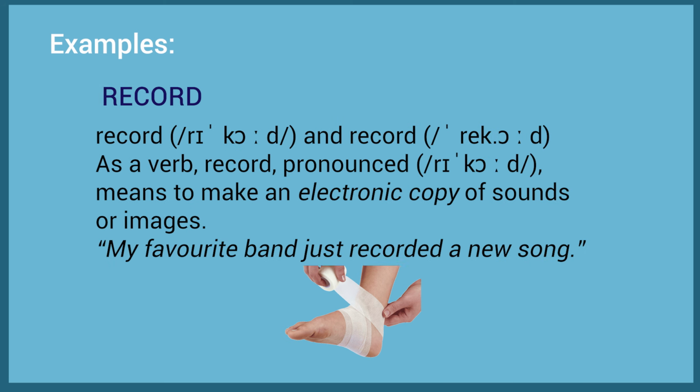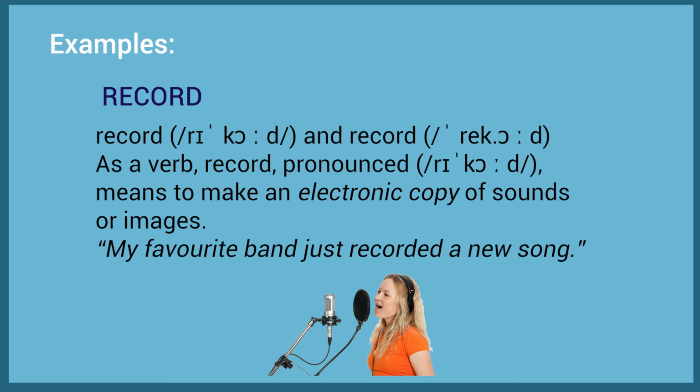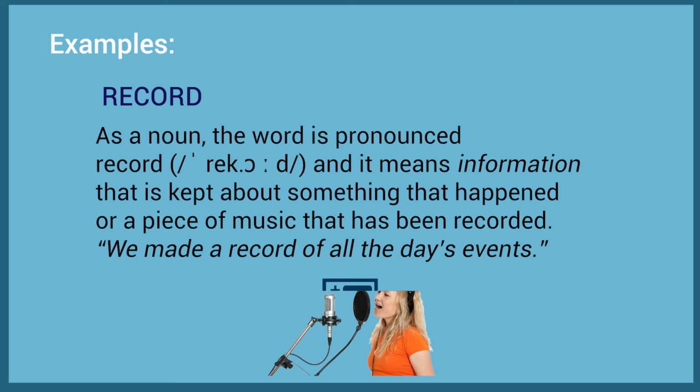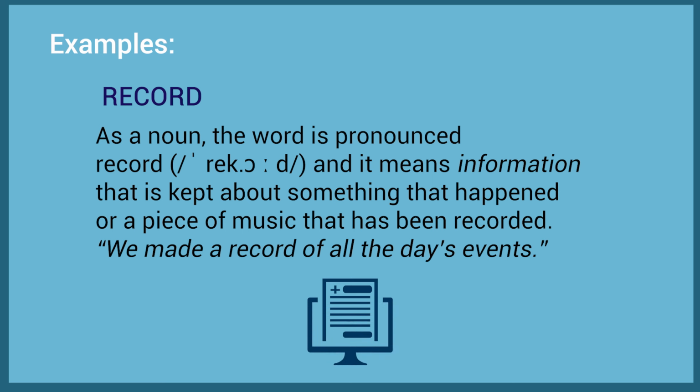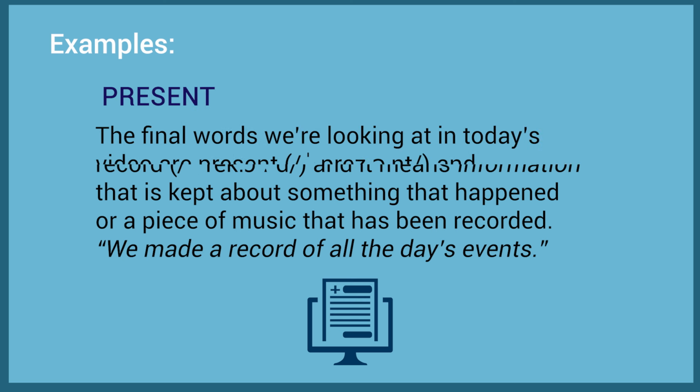The next homographs are record and record. As a verb, record means to make an electronic copy of sounds or images. My favorite band just recorded a new song. As a noun, the word is pronounced record, and it means information that is kept about something that happened, or a piece of music that has been recorded. We made a record of all the day's events.